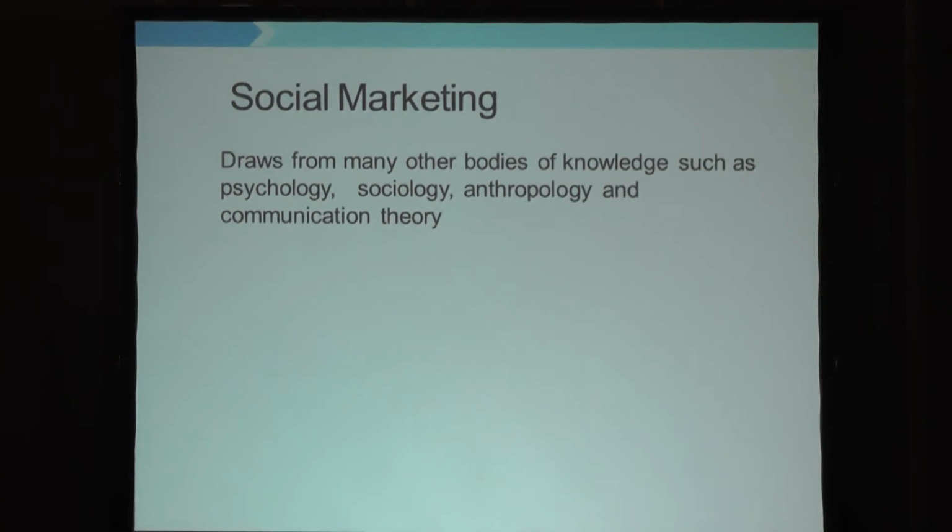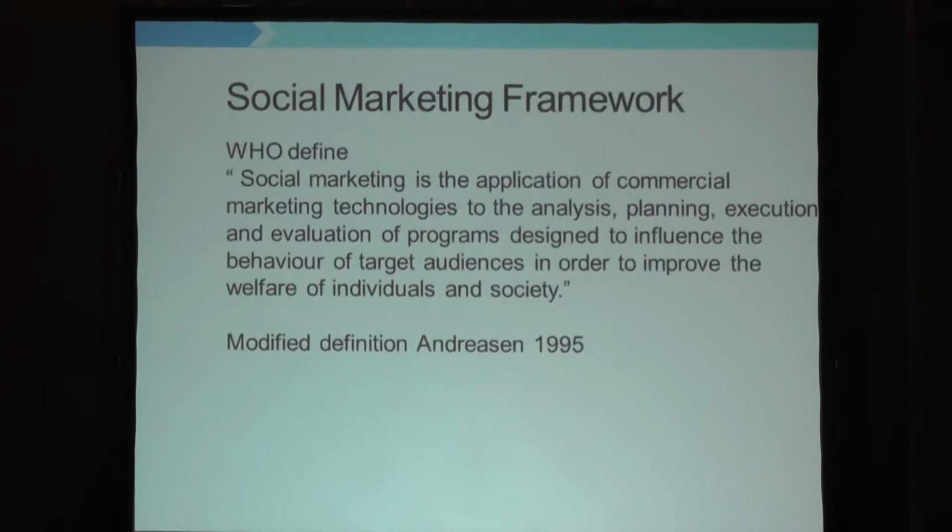Social marketing is a term that maybe some of you may have heard of, but that draws on a body of knowledge such as psychology, sociology, and communication theory. And really, again, with the social marketing framework, it's applying commercial methods of marketing. And commercial methods of marketing really highlight understanding your market, understanding the person whose behaviour you're trying to influence.